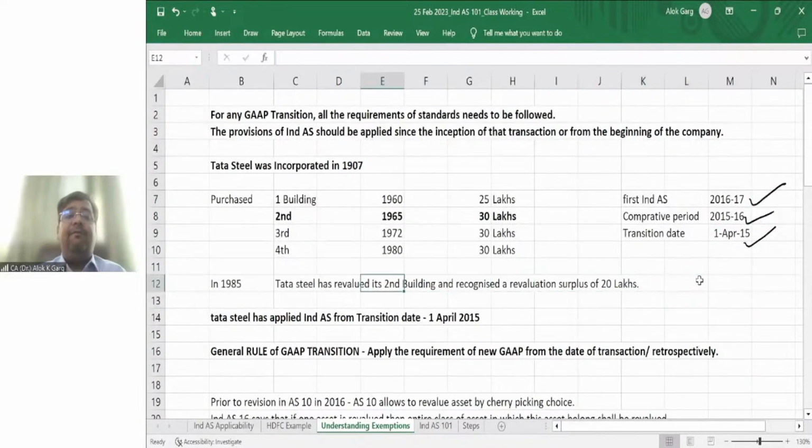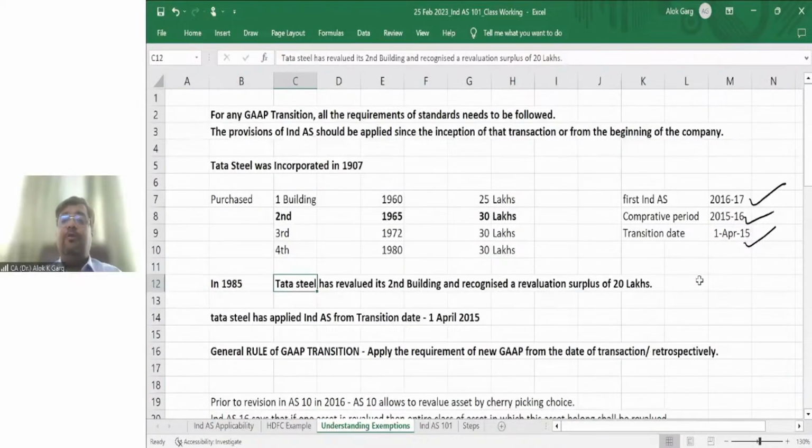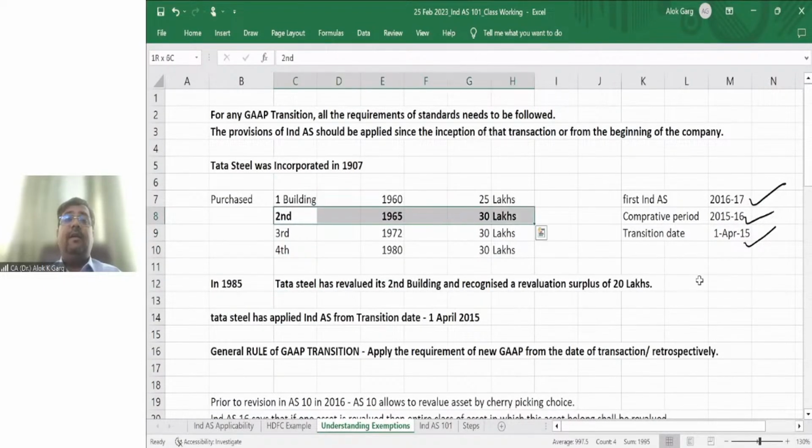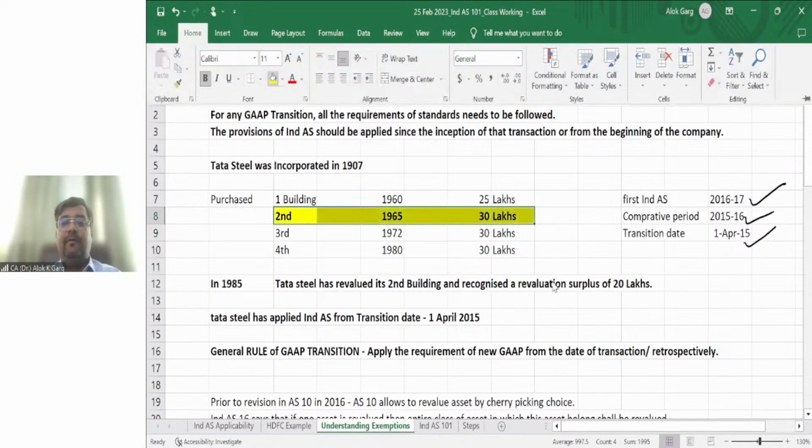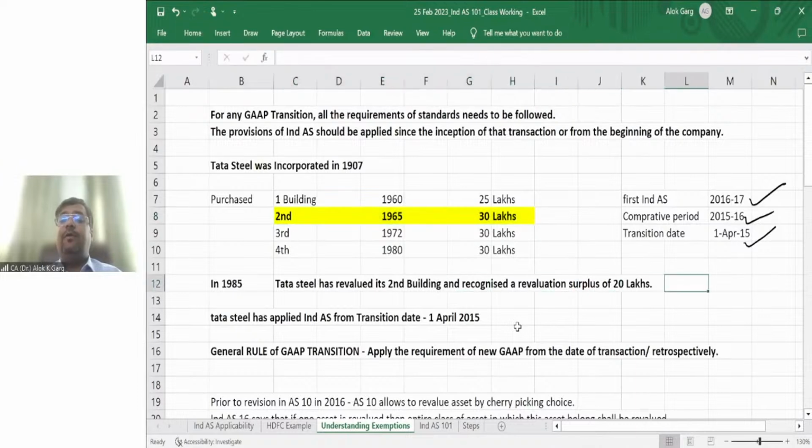In 1985, Tata Steel revalued its second building, right? Tata Steel has revalued its second building and recognized the revaluation surplus of 20 lakhs.